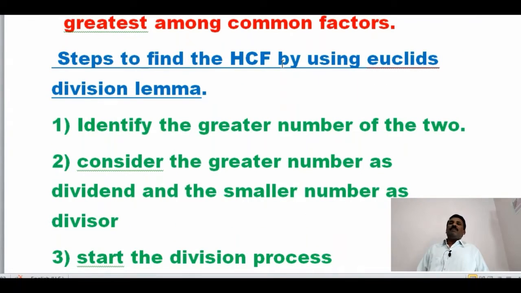So first step, identify the greater number of the two. For example, two numbers are given to find the HCF of those two numbers. The first step is you should identify the greater number. In the given numbers, one is small and another one is larger or greater. First you should identify which one is greater. That is the first step.